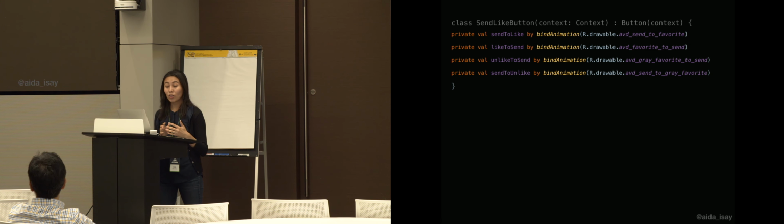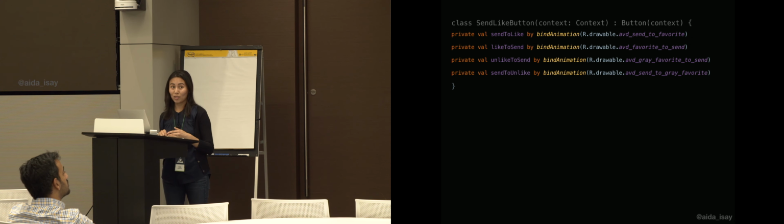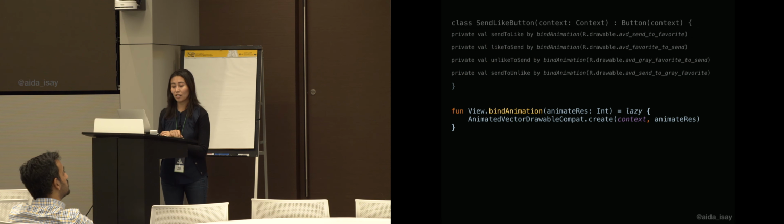Here we have declared our custom animations that visually indicate the state of the button. And there is the by keyword, which means these properties are delegated properties, and the get and set values are being passed to BindAnimation. And BindAnimation is an extension method of the view, and it's also lazily initialized. So it is the method that is responsible to make cool animations using animated vector drawable create.